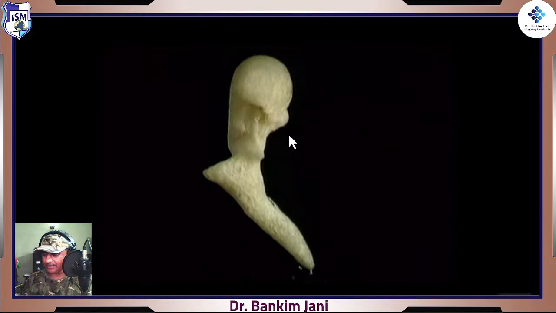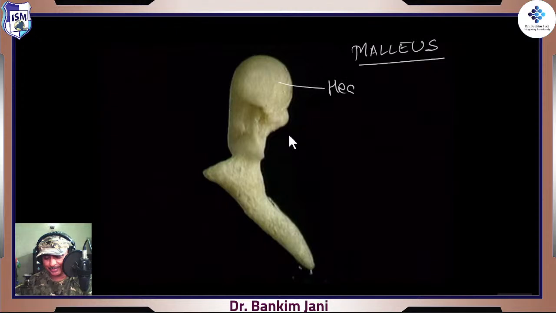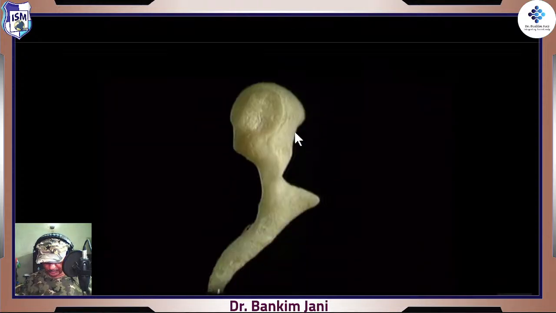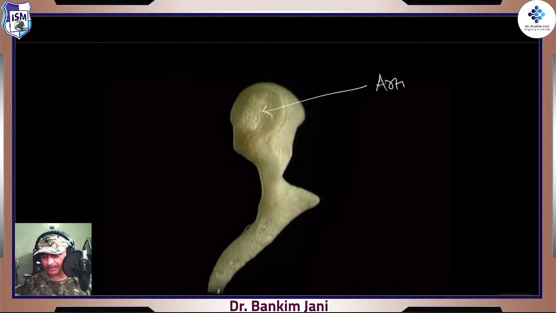So here is that malleus, right? Now I'll not write malleus, and this one is the head. That's the head, and this is the handle, right? So that's how it works. Here is just another angle, right? And this is the articular surface. You just look at it and you know that, yes, this is that.